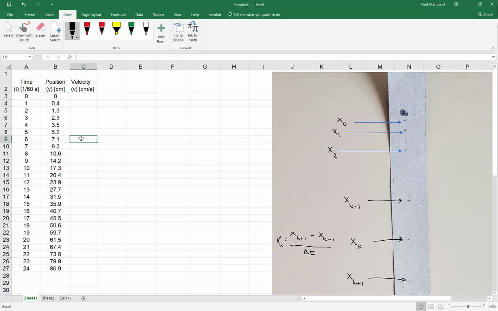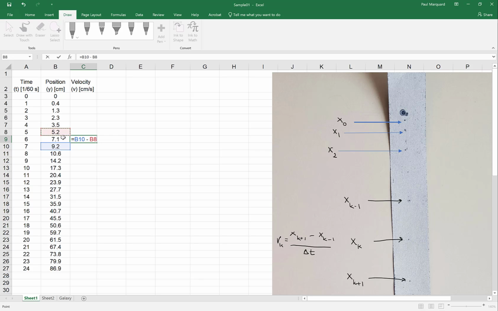All right, so let's figure out the velocity then. So I hit the equal sign. All formulas in Excel start off with an equal sign. And then I'm going to choose the position afterward, right? So x sub k plus 1, so that's the position here in cell B10. And then I'm going to subtract, and I put spaces in between my operators and my cell references just for readability. But then I'm going to subtract x sub k minus 1. So that would be cell B8.